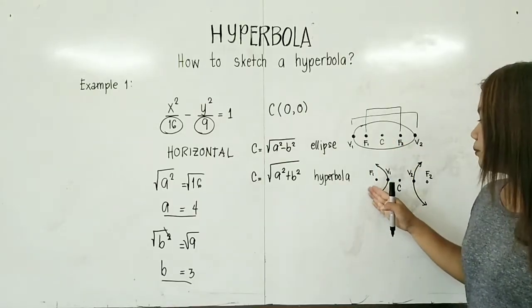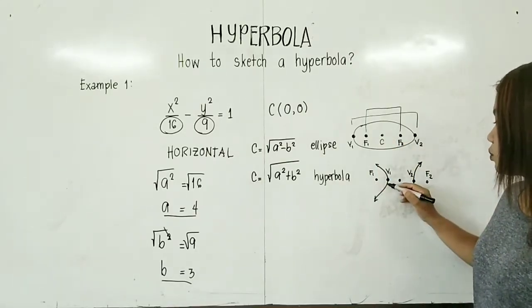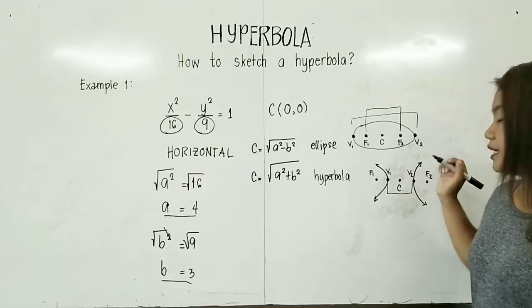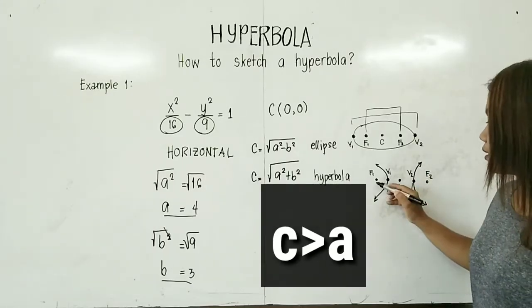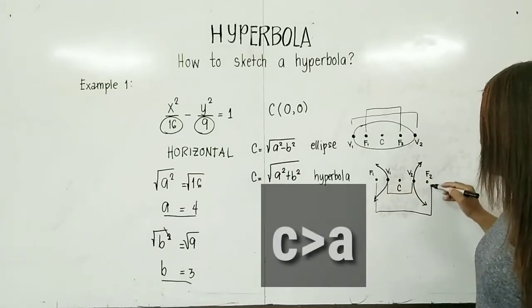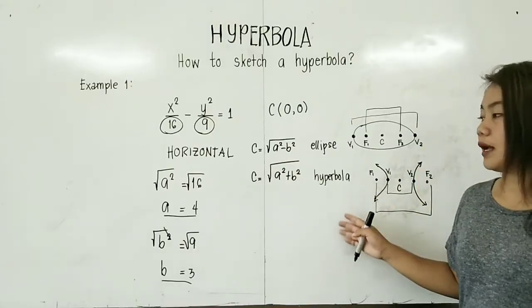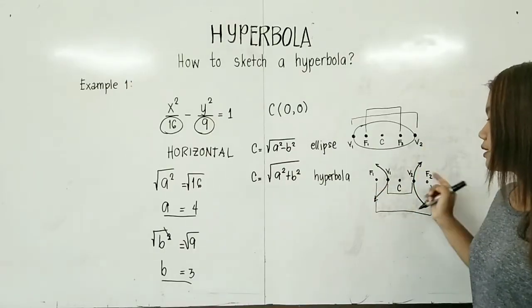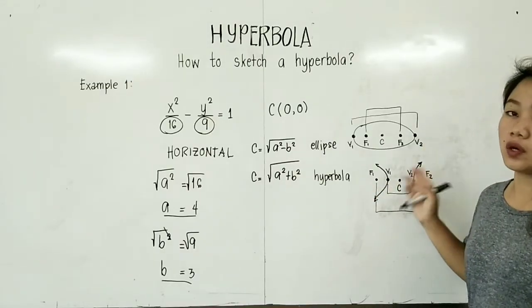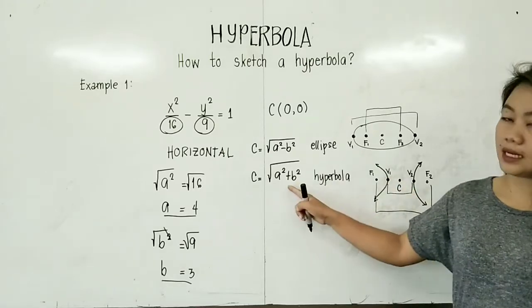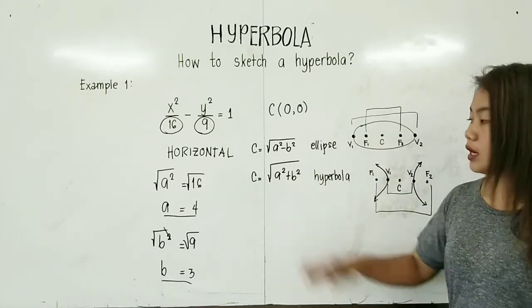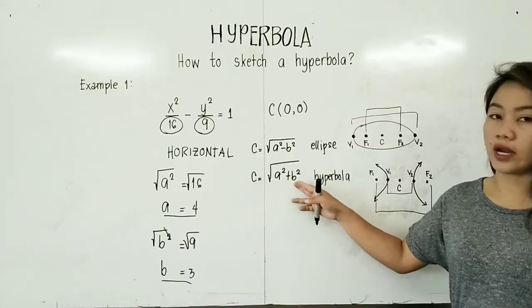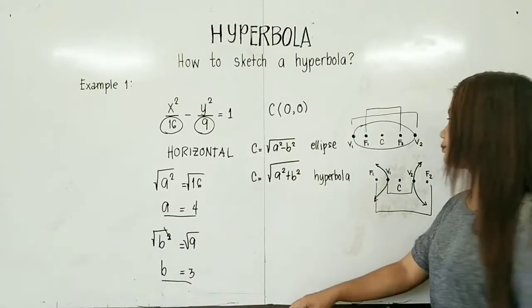However, in the hyperbola, the distance from vertex 1 to vertex 2 is much smaller than the distance from focus 1 to focus 2. So here in hyperbola, our focus is farther than the vertex. So that is, c is greater than a. Therefore, we have here the formula a squared plus b squared.